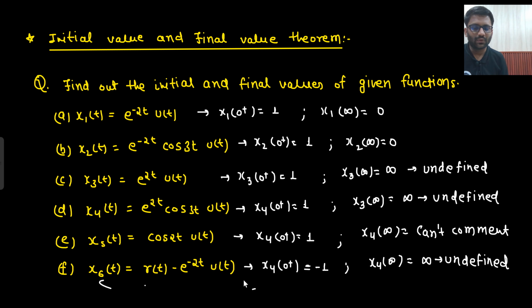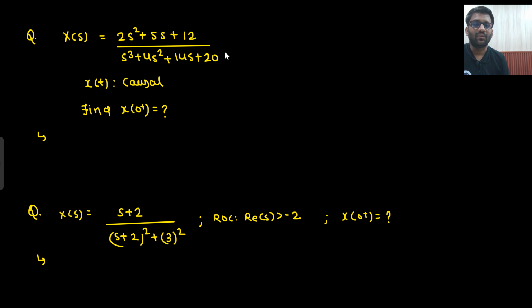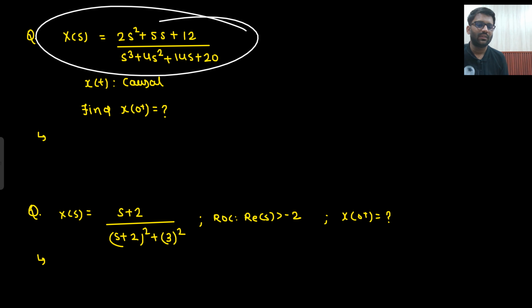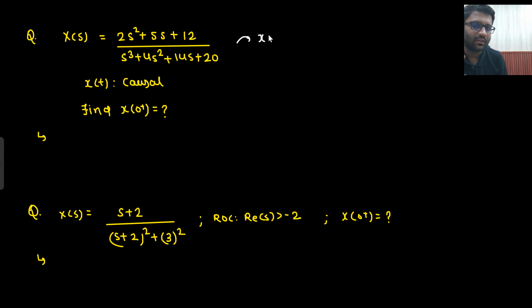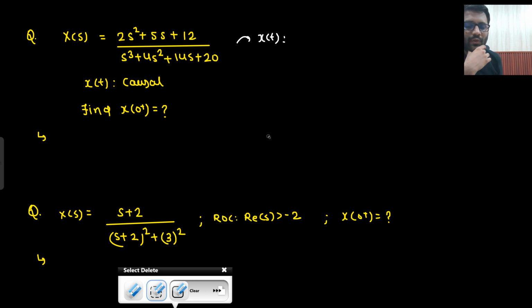Look, if this signal is already there, then why would I apply any theorem? I will just put t equals to 0, I will get my answer. But what if x of s is mentioned? What if this kind of x of s is mentioned? So will you go to x of t? Will you find out its inverse Laplace? Pole location and everything, you have to do all these kind of things. So you cannot do these kind of things, right? So what you will do?